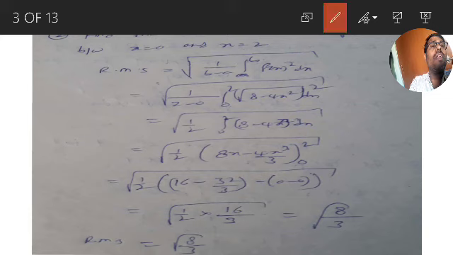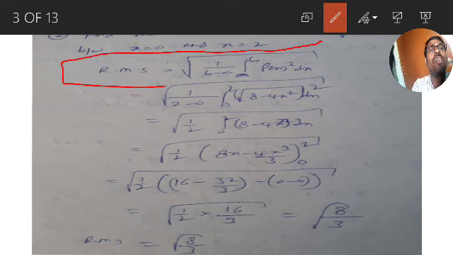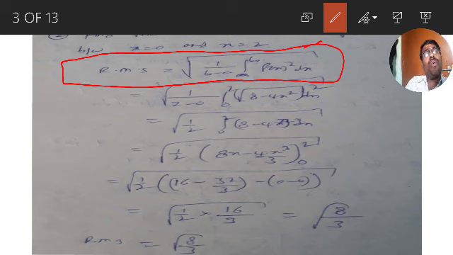One minute, let me. This is the formula we are having. What is the formula, guys? RMS value is equal to square root of 1 by b minus a integration a to b f of x whole square dx. So f of x is equal to square root of 8 minus 4x square, b is equal to 2, a is equal to 0.